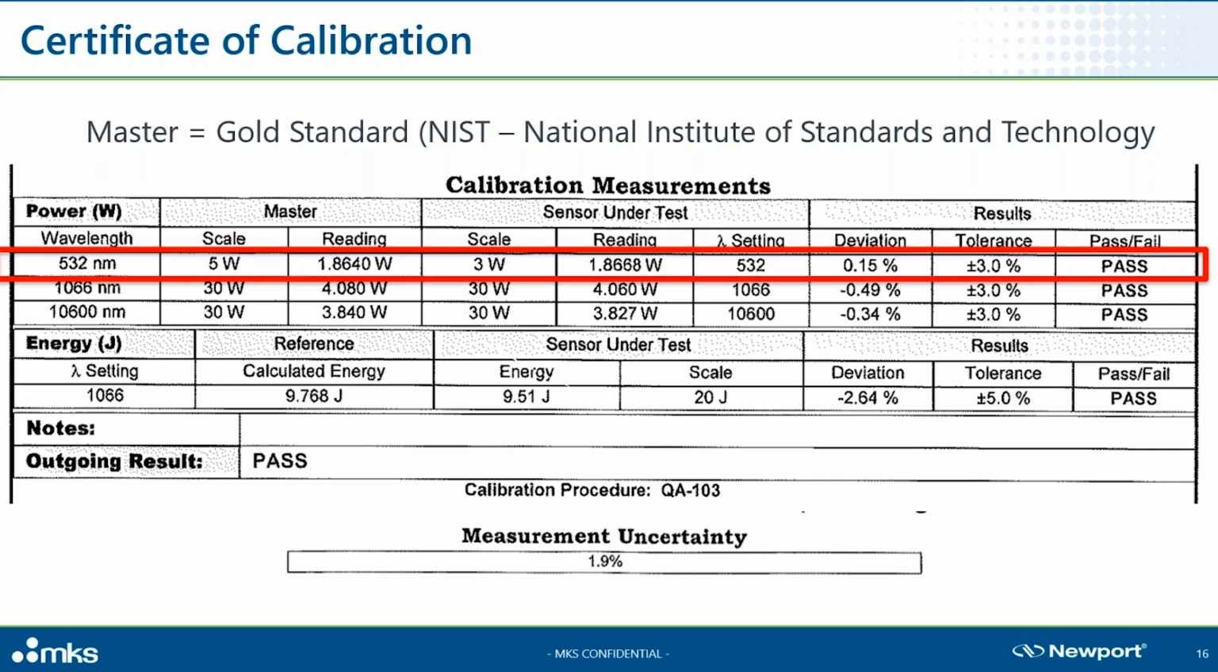So the sensor passed its test. And if you look down the right-hand column, it passed all the tests. The outgoing result was a pass, and the measurement uncertainty was 1.9%. This means you can be reasonably sure that your measurements will be within 2% of the real-world accuracy. So always get a sensor that is NIST traceable calibration, and keep your sensor calibrated by sending it to a calibration facility once per year. We have 4 calibration repair centers around the world, one in Utah, Israel, Germany, and Japan.